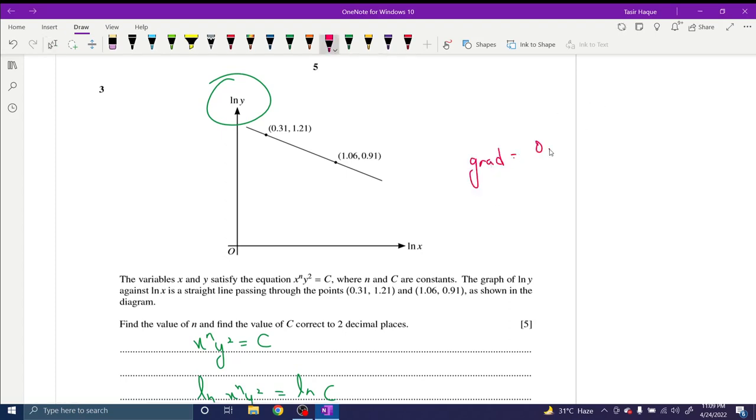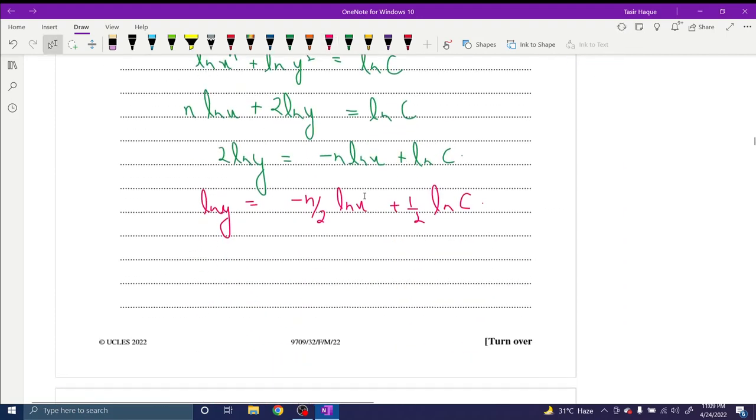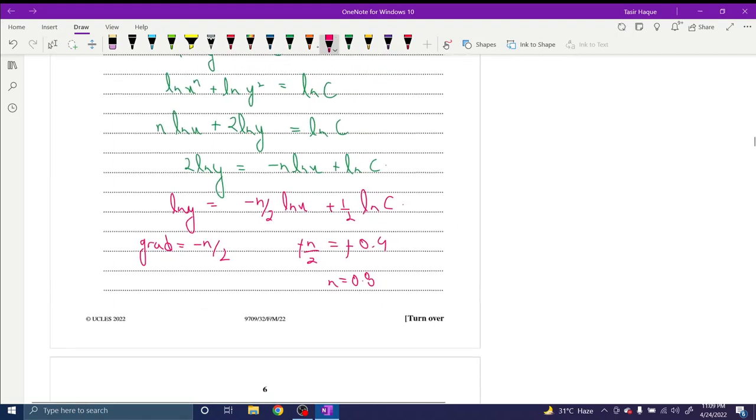It's going to be 0.91 minus 1.21 divided by 1.06 minus 0.31. Pretty straightforward. That's minus 0.4, okay? So our gradient is minus 0.4, and we know that the gradient is also minus n by 2. So minus n by 2 is equal to minus 0.4, and n is equal to 0.8, okay? That's our first step. What about the next one?